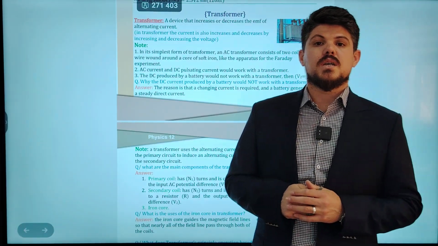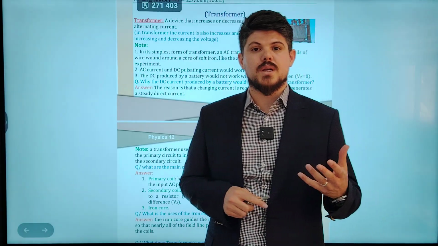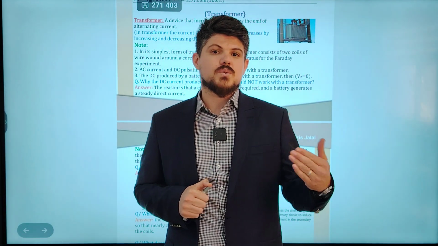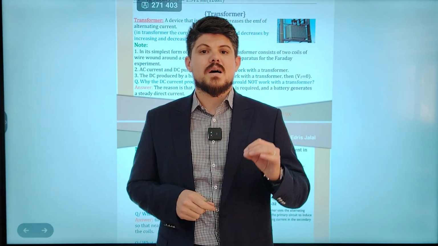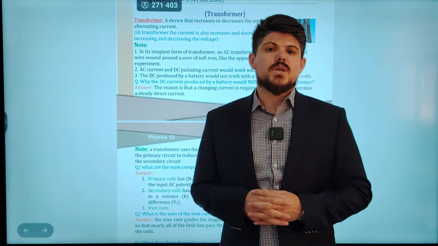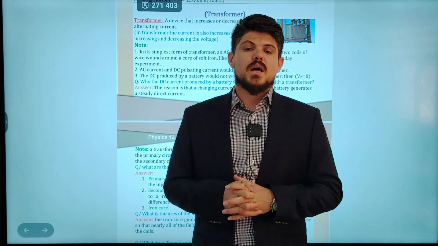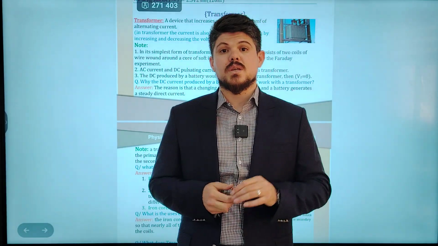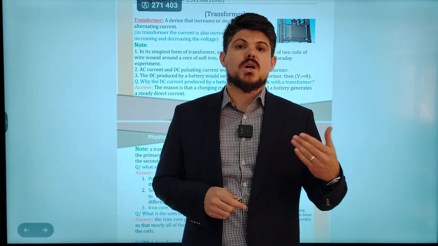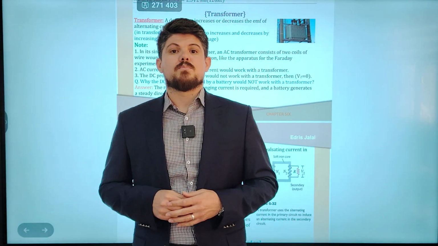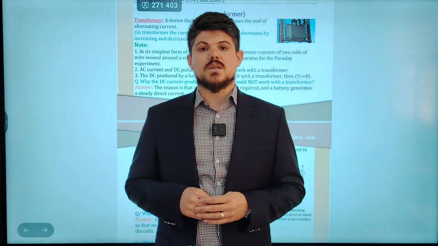Transformer, what is a transformer? It is a device that changes the potential difference of alternating current, either increasing the potential difference, which is called a step-up transformer, or decreasing the potential difference, which is called a step-down transformer. A transformer is a very important device in our daily life. It has many uses and many applications. For example, in power transmission we use the transformer. For power transmission, we have to use a step-up transformer in order to reduce the power dissipation and to get efficient transmission of electricity.